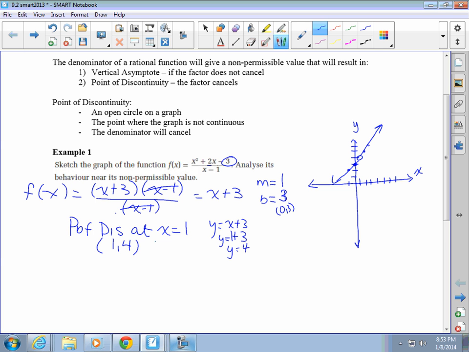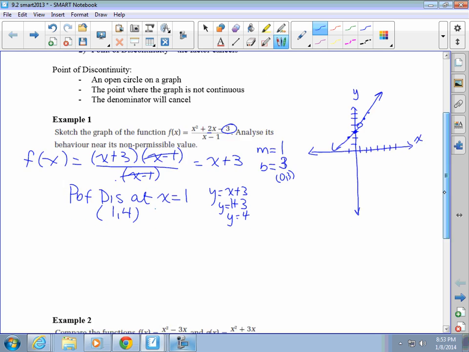That graph is done. I've drawn it. I've included my point of discontinuity. I don't have any vertical asymptote, so it's finished. Okay, so let's look at the next example.